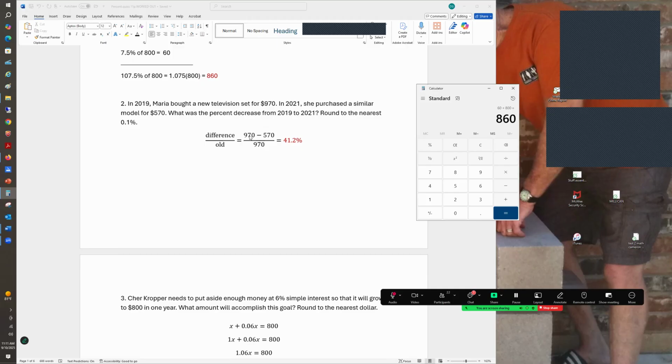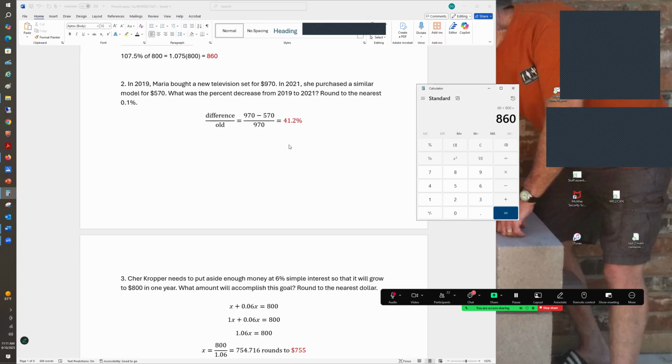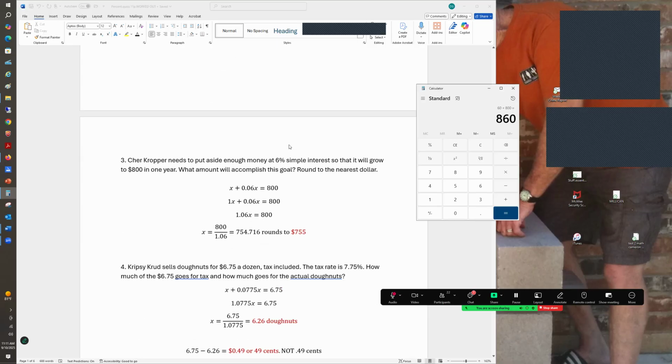It's a difference in, is it the price decreased or increased? Regardless, that's the difference. But then you divide it by the old. In this case, it decreased. So it's 970 minus 570 divided by 970, and you get 41.2%. And you can verify that. I'm going to send you this file after class.